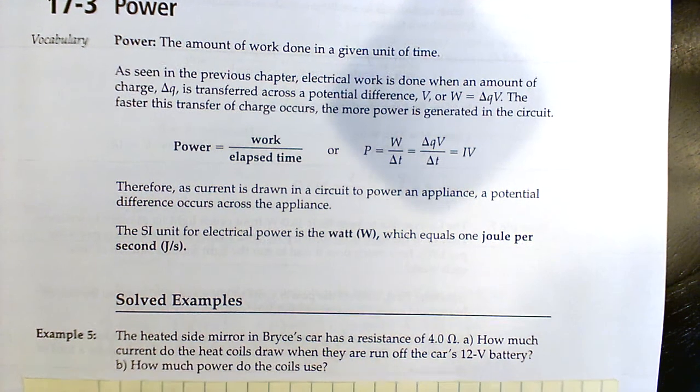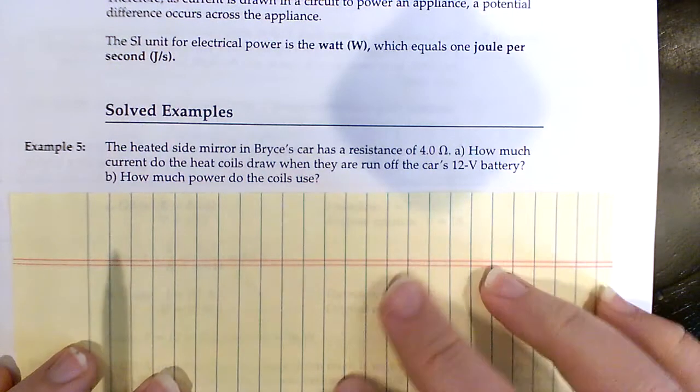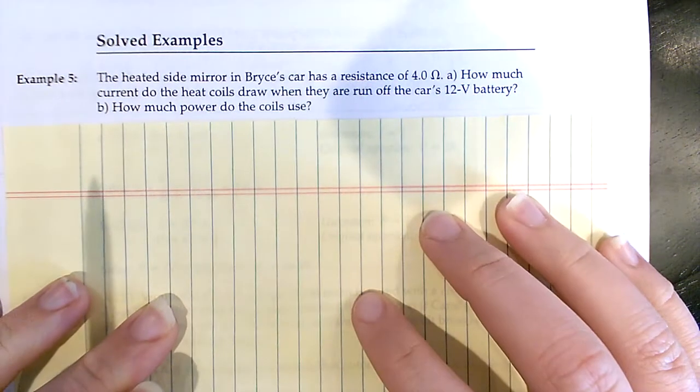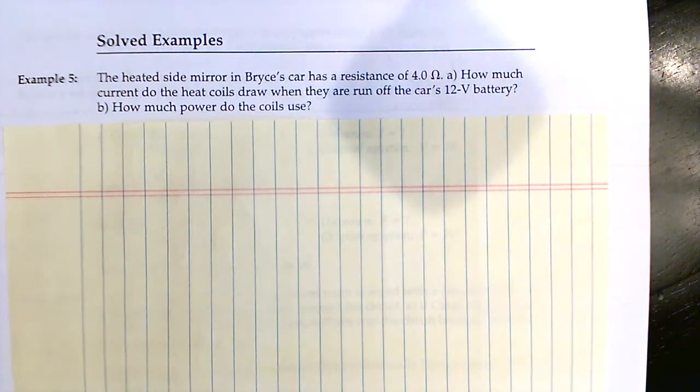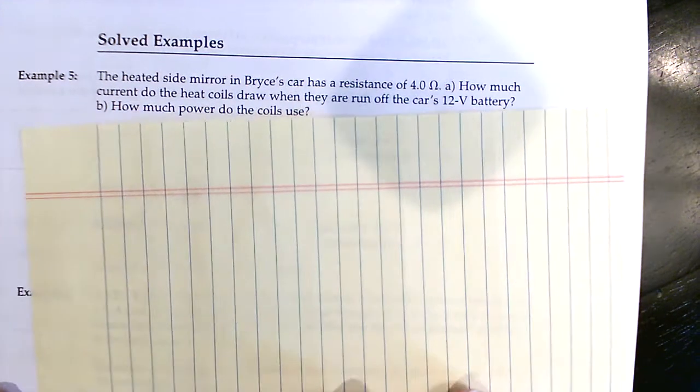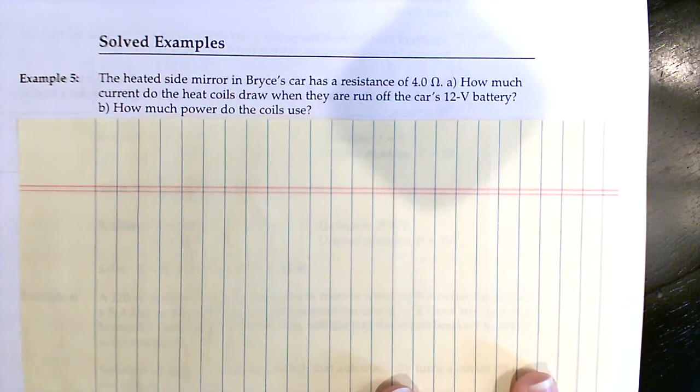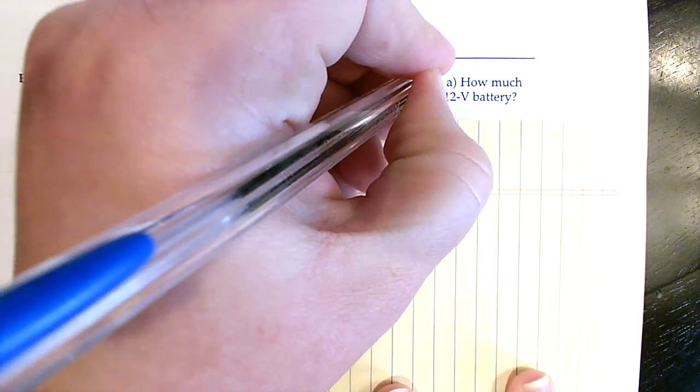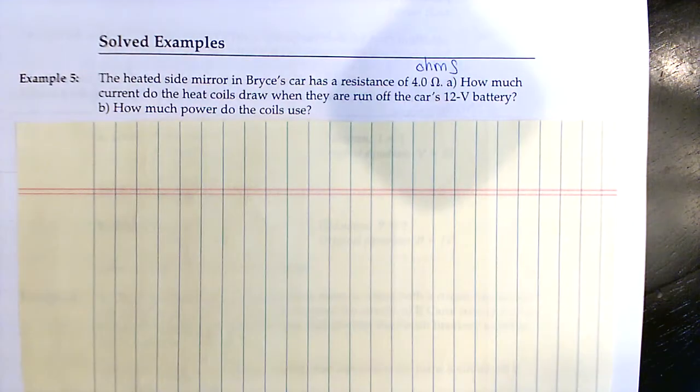Okay, so the examples are already written out with answers, so hopefully you can focus on me and not look at what the answer is, and we hopefully will get the same answer that they got. That's how we know we did it the right way. Okay, so the heated side mirror in Bryce's car has a resistance of 4 ohms. Remember that Greek symbol omega there stands for the unit of resistance, which is ohms. How much battery current do the heat coils draw when they run off the car's 12-volt battery?